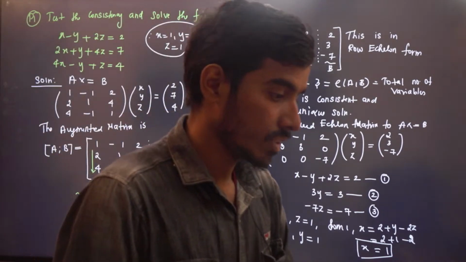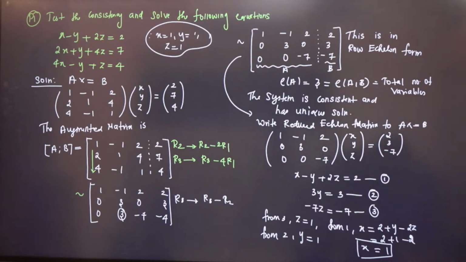Is it clear? If rank of A and rank of A comma B both are equal to 3, and if both are equal to total number of variables, in this case you will have unique solution. So in this case the system is consistent and has unique solution. Can we move on to the next problem?